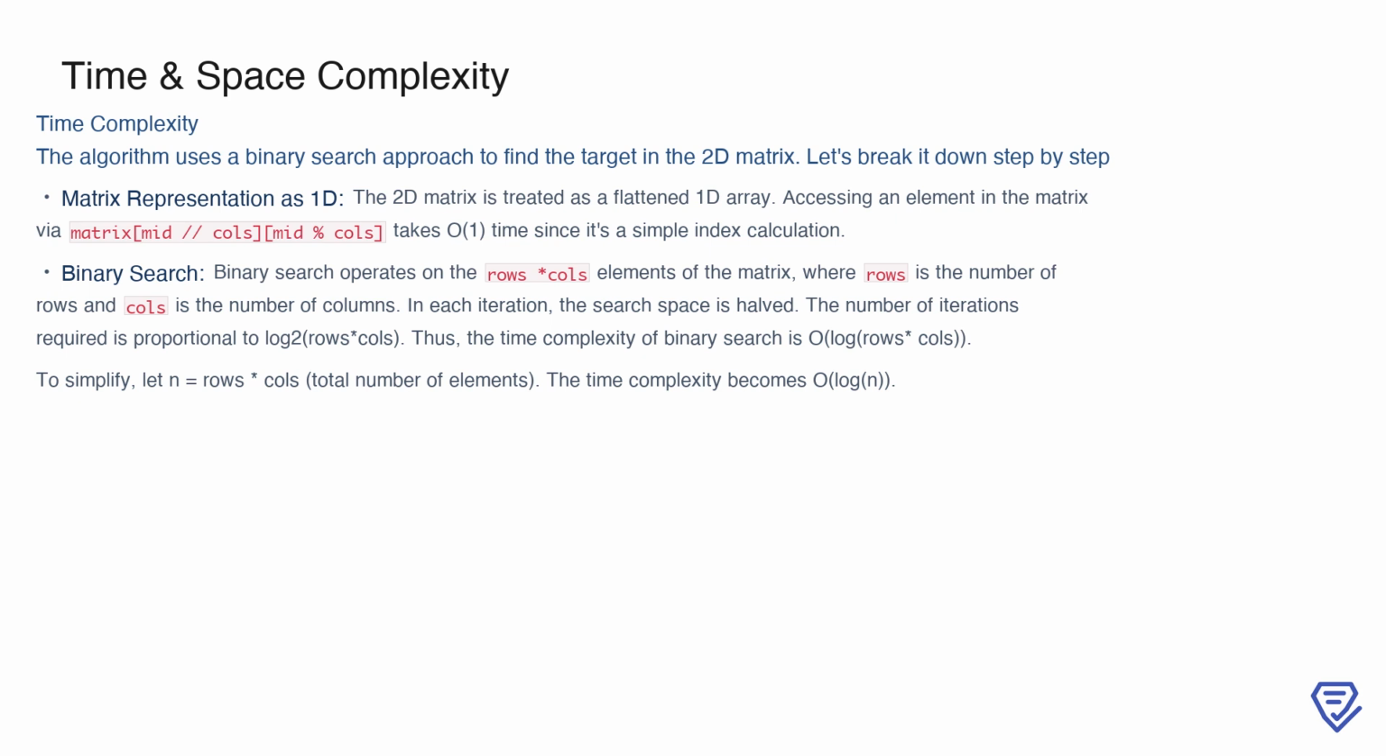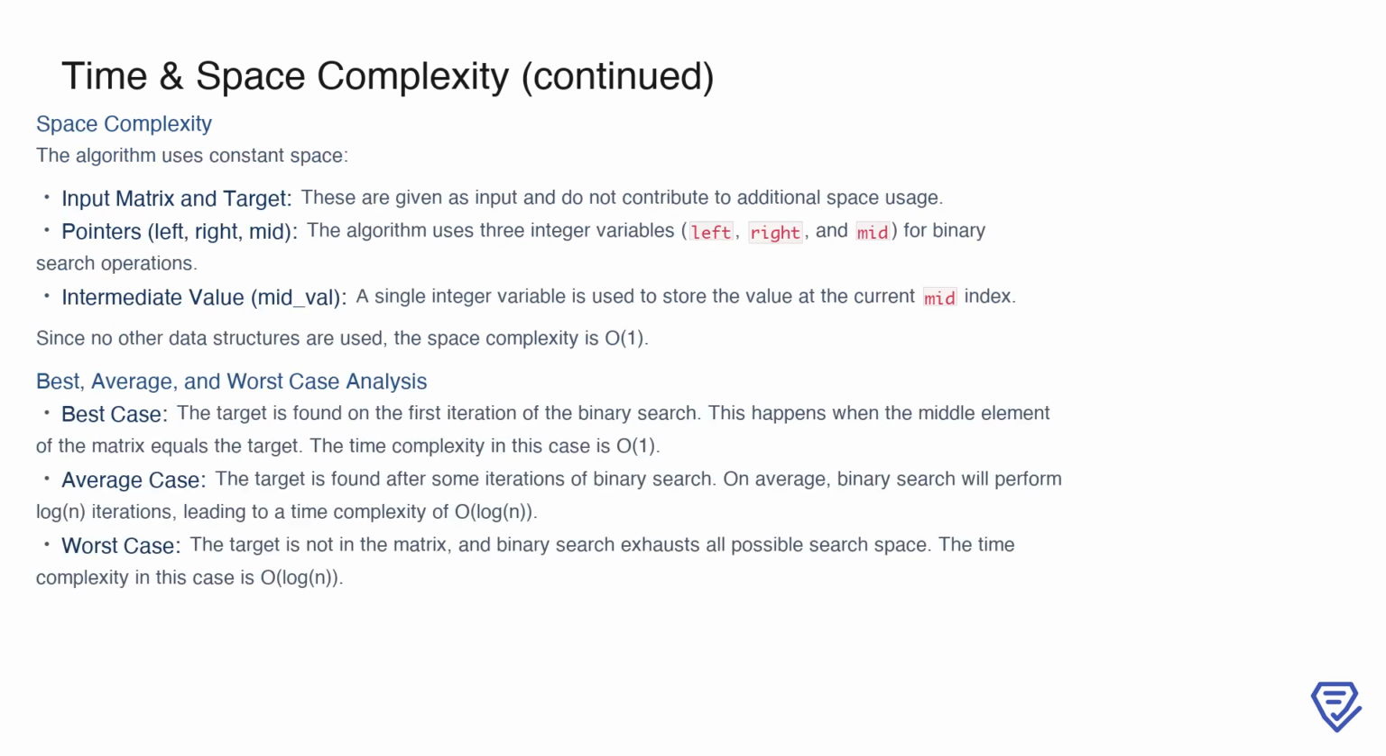To make it simpler, if we let n represent the total number of elements in the matrix, the time complexity is expressed as O(log n). This is a significant improvement compared to a naive approach of linear search, which would require O(n) time. Now let's shift our focus to the space complexity of the algorithm. The algorithm is highly space efficient and operates in constant space.